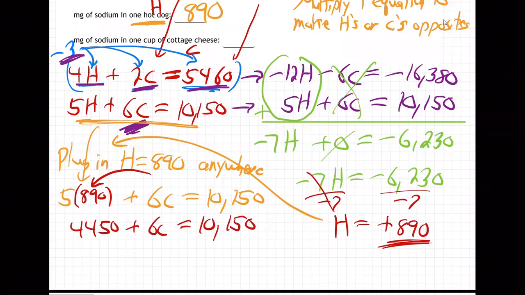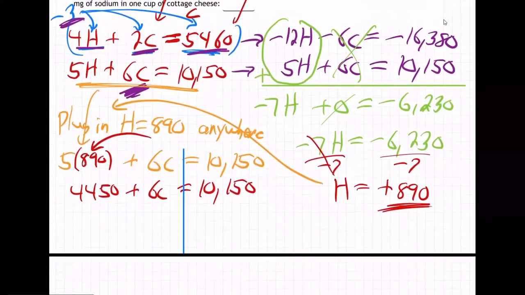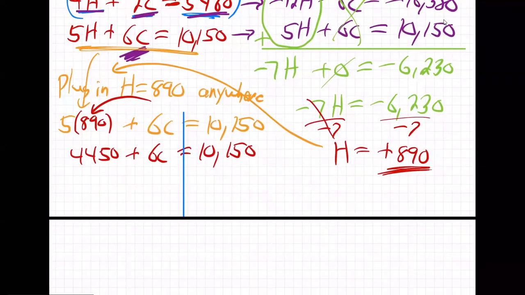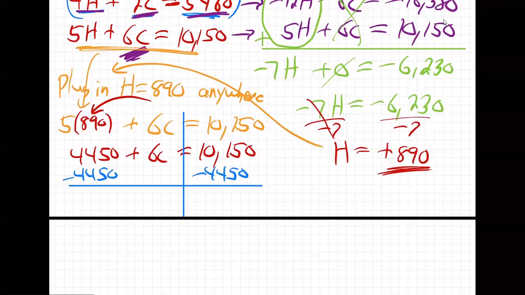10,150. All right, and then here's the wall of separation. C is saying I won't be alone, so get rid of this 4450 from both sides. Cancels out. 6c is, I'm getting 5,700. Last step, divide by 6, boom, boom.